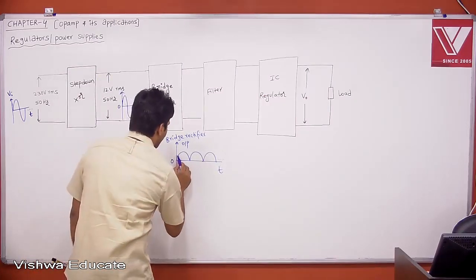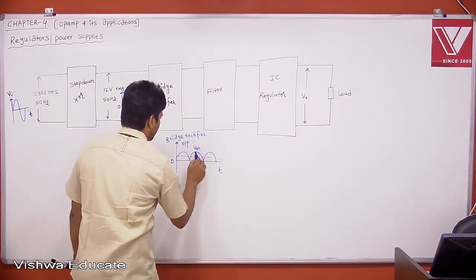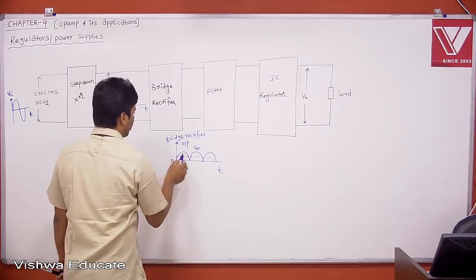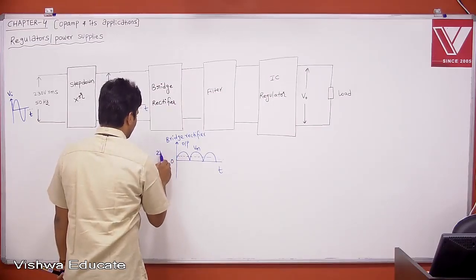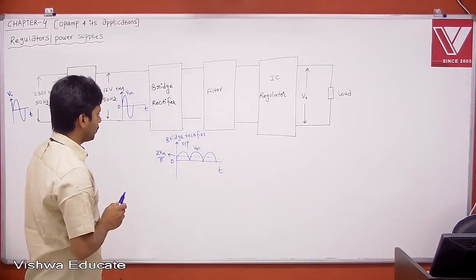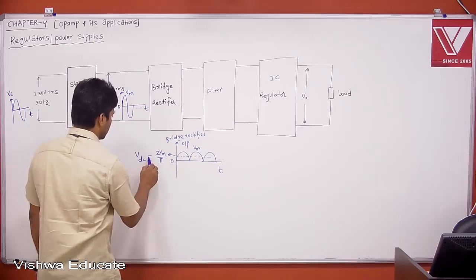Therefore, the average value will be, when you say this is Vm, the peak maximum voltage, then your DC voltage will be 2Vm by pi. This is the value, okay? That is your DC value, VDC, that is what people call it.